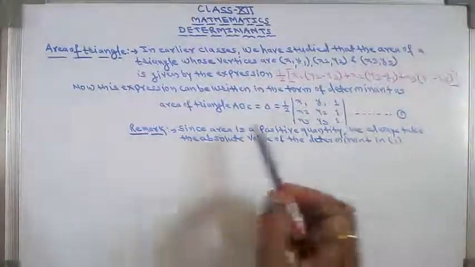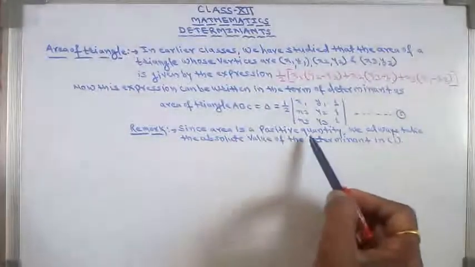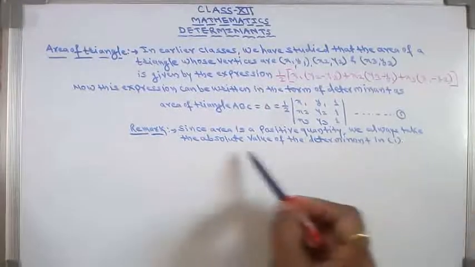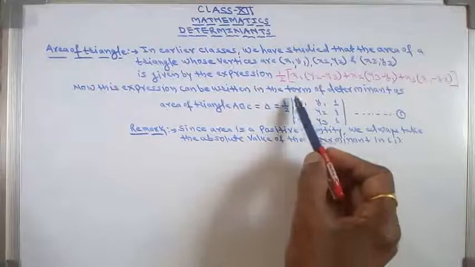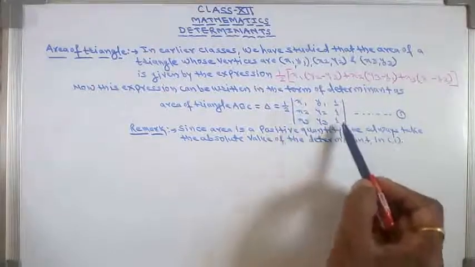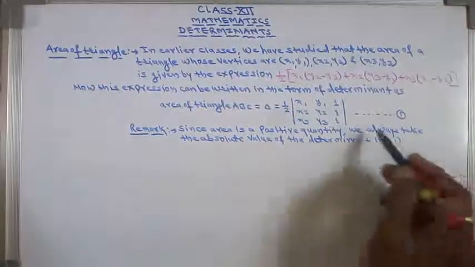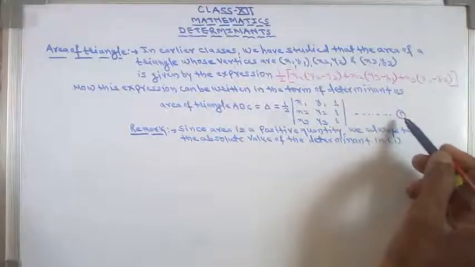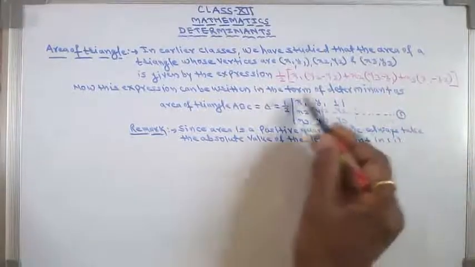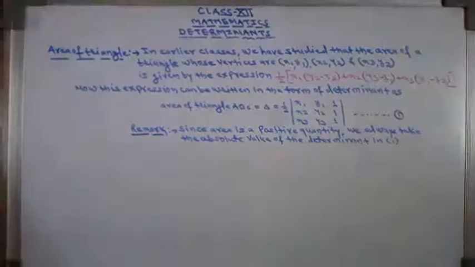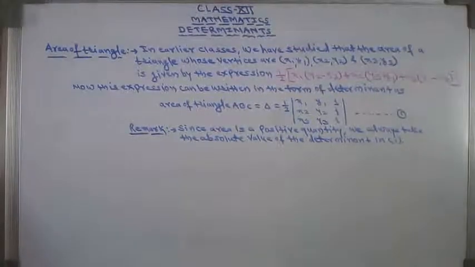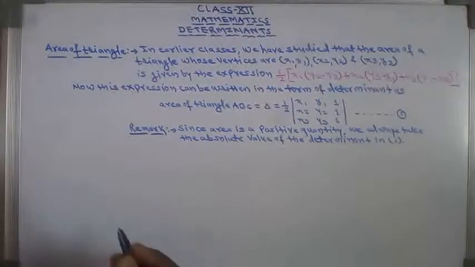One thing you remember here: since area is always a positive quantity, we always take the absolute value of the determinant. You have to take positive values. Now this is the formula to find the area of the triangle using the determinant. Now let us find the area of the triangle if the vertices are given.